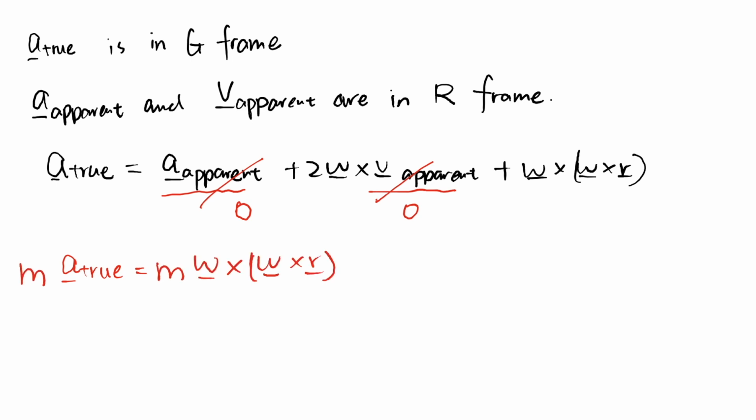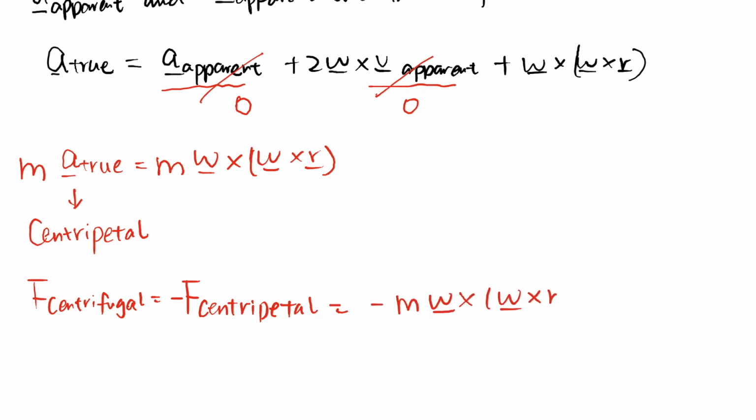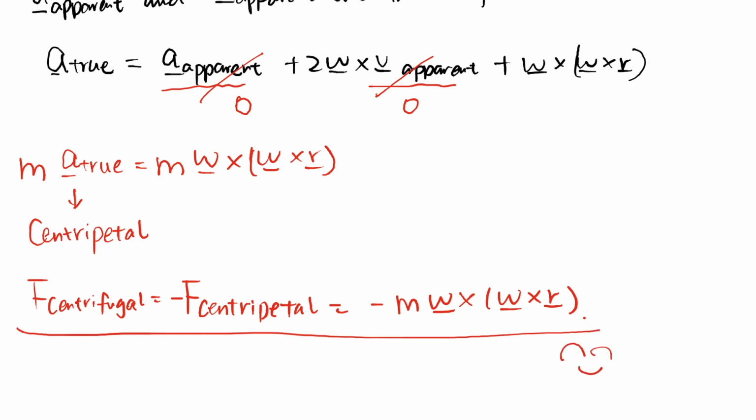From here, we multiply both sides by the mass to get the equation for the centripetal force. Since we know that the centrifugal force is equal and opposite to the centripetal force, we can just add a minus sign to the right-hand side of the equation above, and this gives us the equation for the centrifugal force.